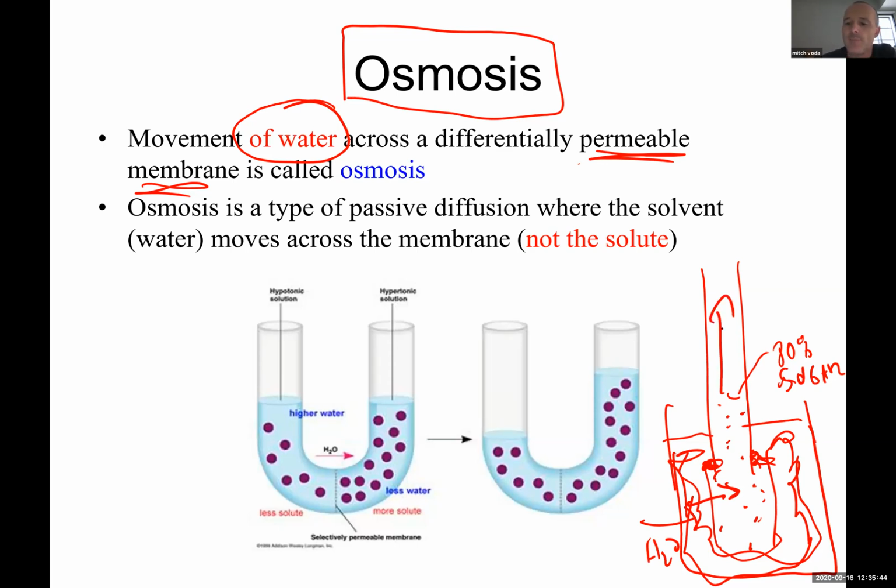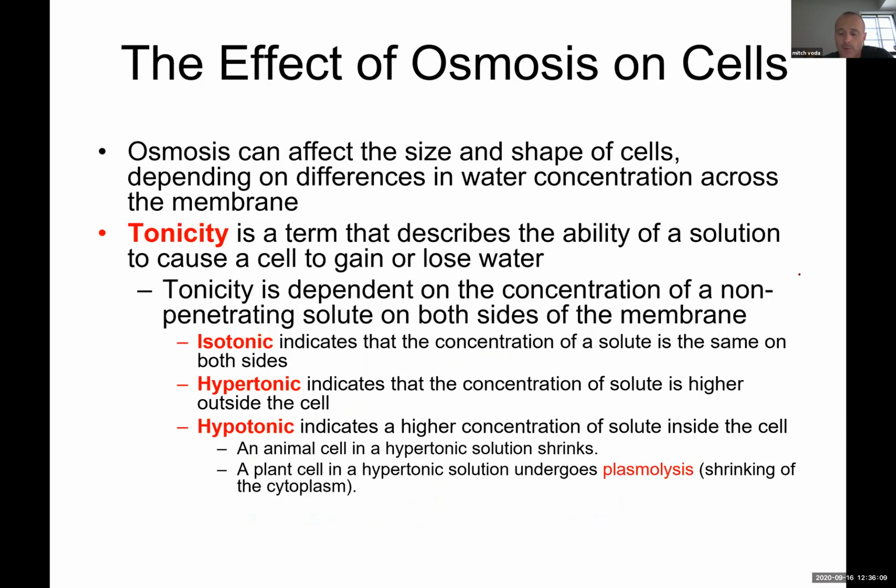Why is that? Because if it's 80% sugar, only 20% is water in the tube. Outside the tube, the water is 100%. So remember, water freely moves across the membrane from high concentration to low concentration. This is called osmosis. Now, let me give you examples of real things: the effect of osmosis on cells.